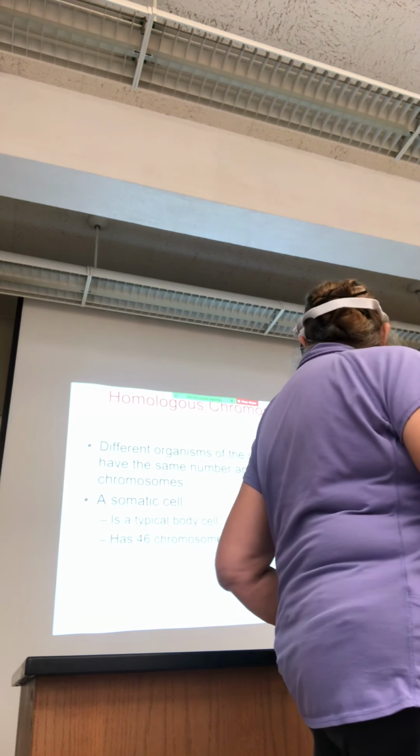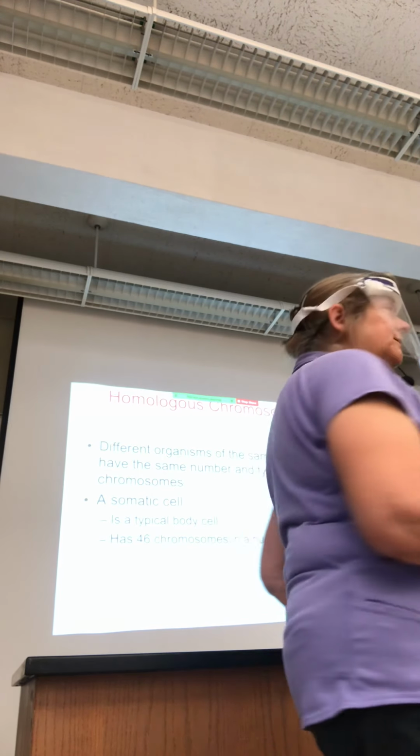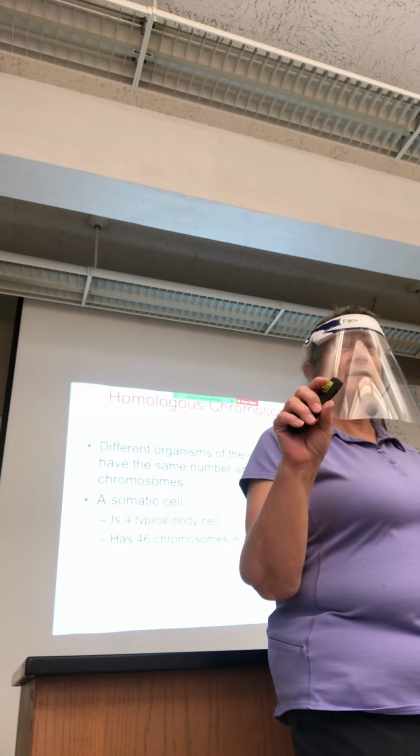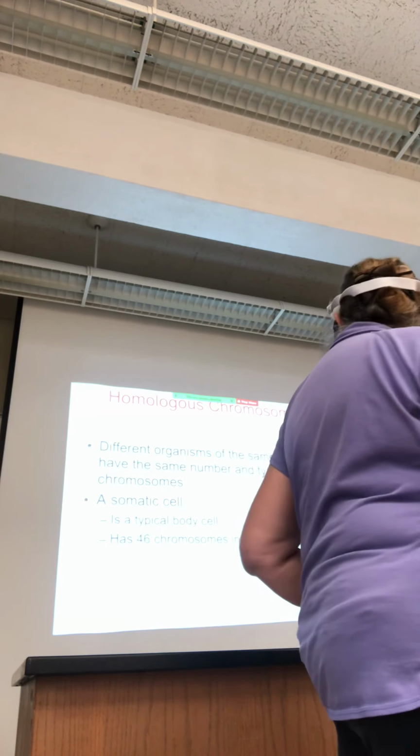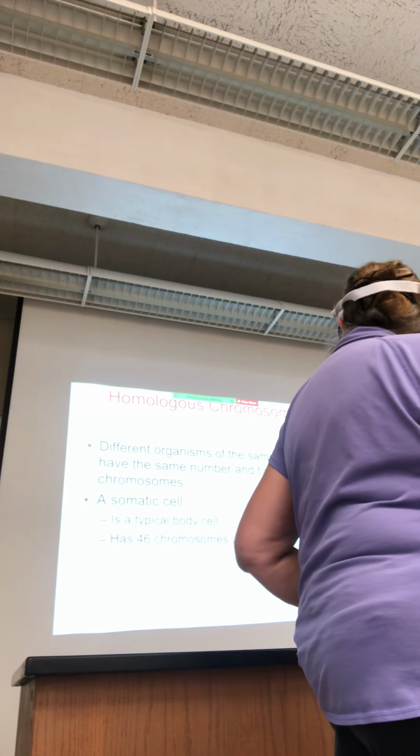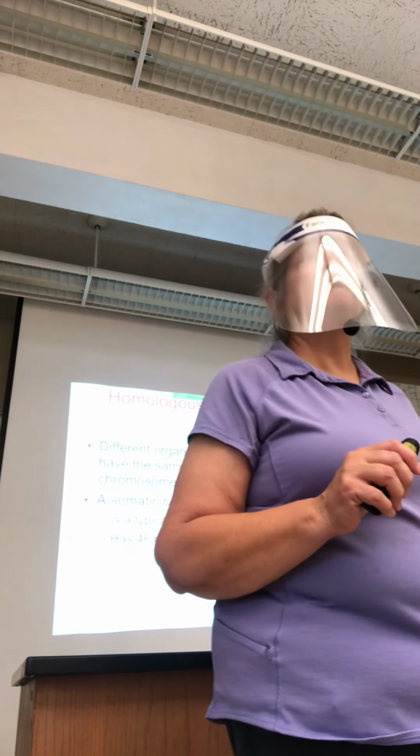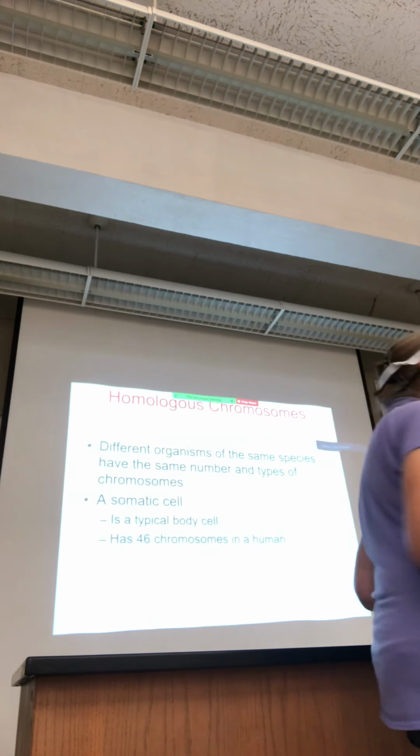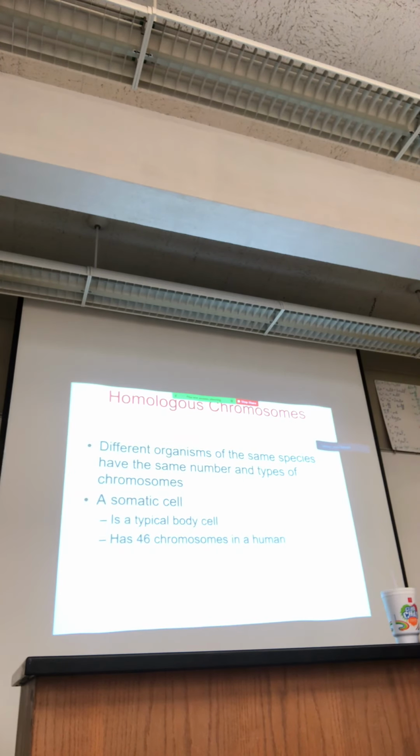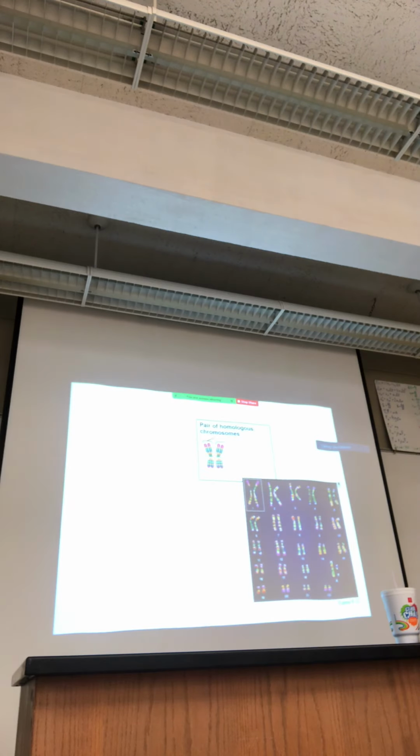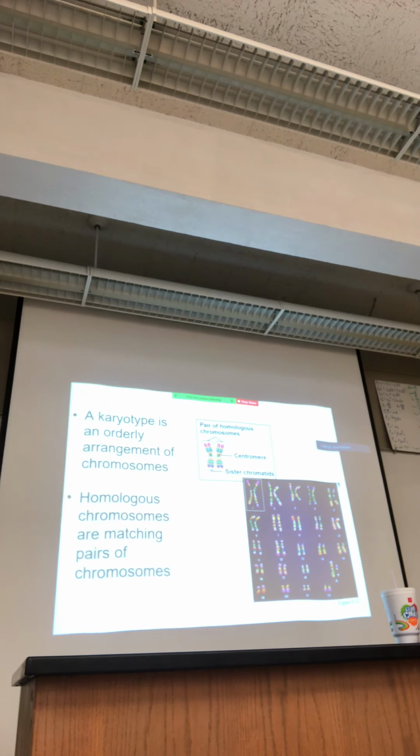So that's what a homologous pair is. Everybody have a sense of what a homologous pair is now? Yes. Okay. So your somatic cells, that's another term you need to learn. Somatic just means body cell. Soma means body. Your somatic cells, all the cells in your body, have the 46 chromosomes, except your egg or sperm cells, which only have 23.